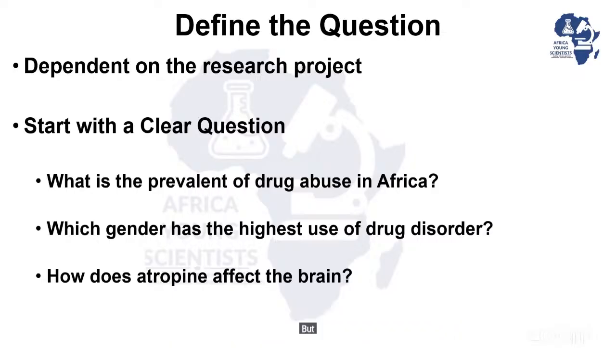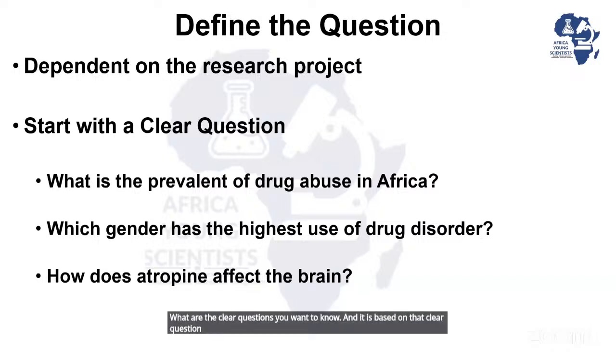But when you want to do your literature search, going to the different banks for information, you have to have a clear question. What are the clear questions you want to answer? It is based on that clear question that the kind of information you get back will be determined.